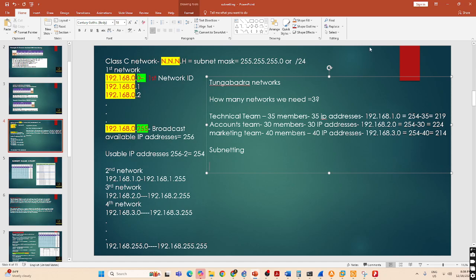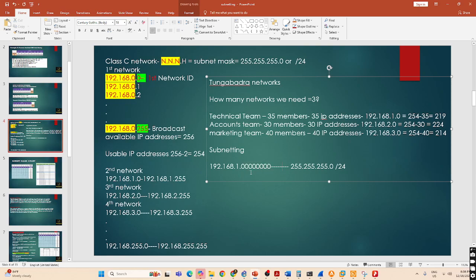Listen carefully. Out of these 3, which one do you want to use for all 3 teams? 1.0, 2.0, 3.0? Tell me, which should we take as an example? 1.0? Okay, take 1.0. 192.168.1.0: how many network bits here? 24. 255.255.255.0/24 right now. So how many host bits here? 8, right? 8.